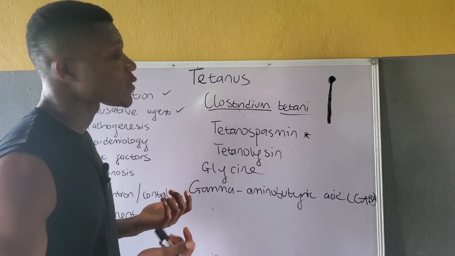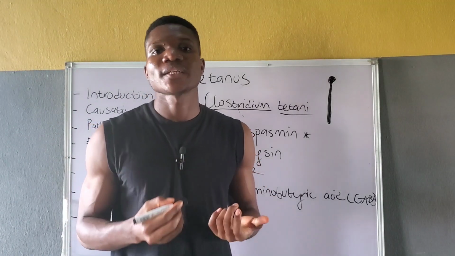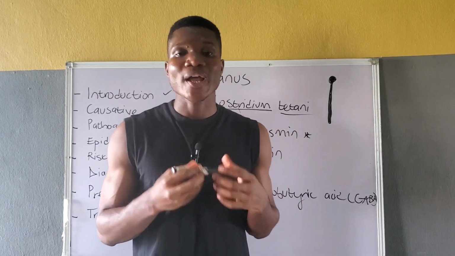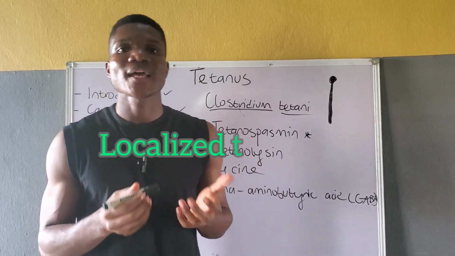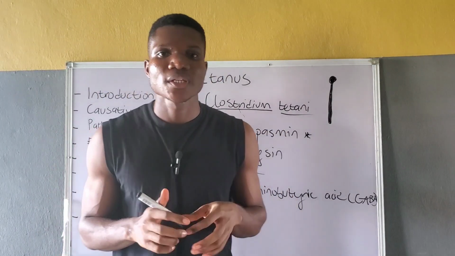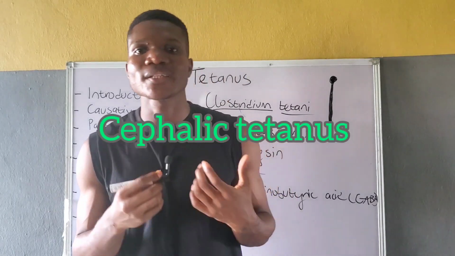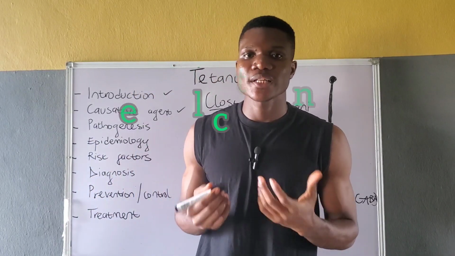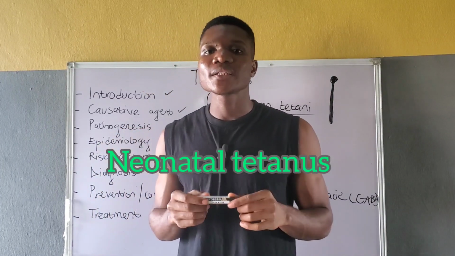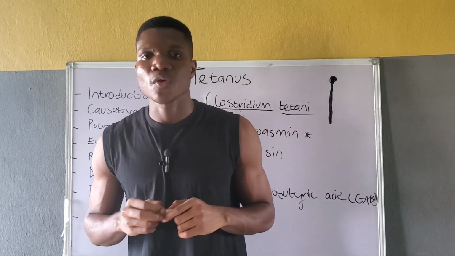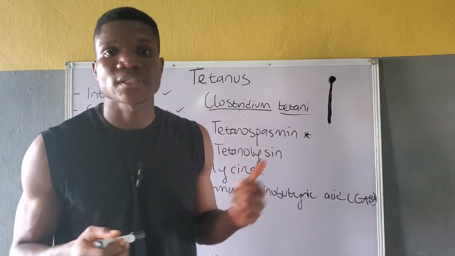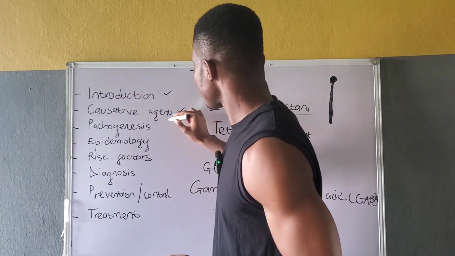There are about four types of tetanus. We have generalized tetanus, which is characterized by trismus and widespread spasms. There's localized tetanus that causes muscle rigidity in the site of injury. Cephalic tetanus affects majorly the cranial nerves, and there's also neonatal tetanus, which occurs when the umbilical cord of neonates is contaminated by the bacterium Clostridium tetani. So this is basically about the pathogenesis.